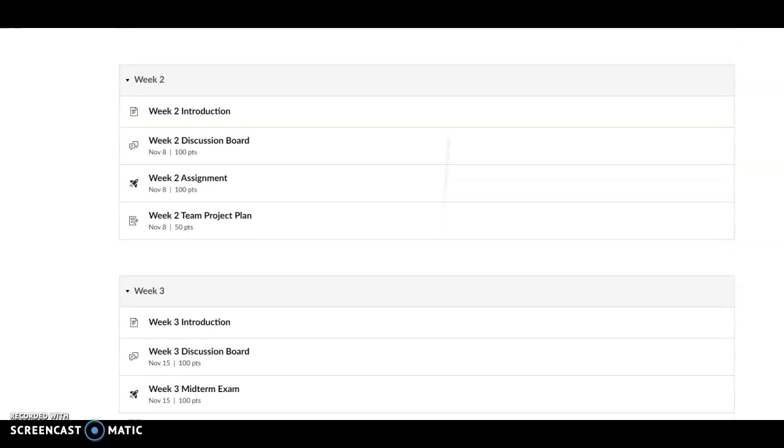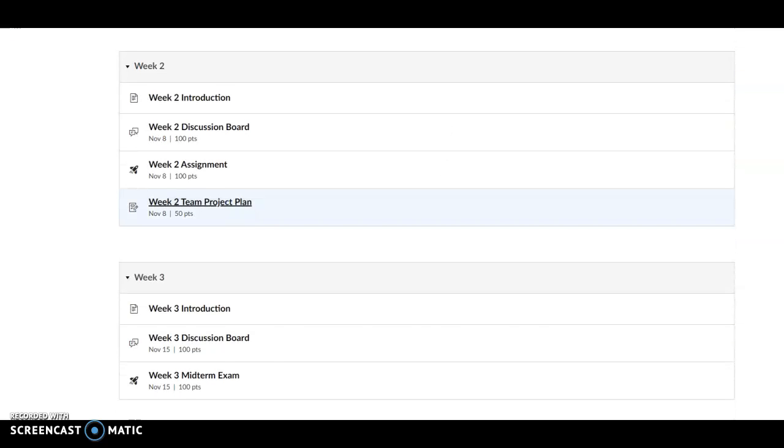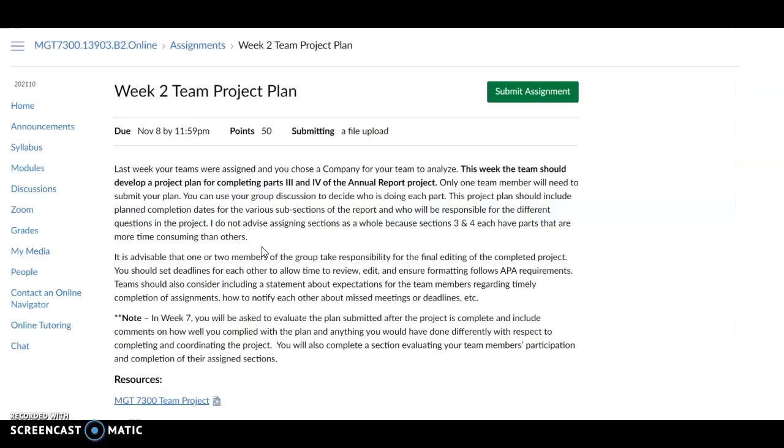Then, the final assignment is the week 2 team project. So in week 1, your teams were assigned and you chose a company for your team to analyze. This week, you're going to develop a plan for completing parts 3 and 4 of the project. Only 1 team member is required to submit your plan, but also should participate in creating it. You should use your group discussion to decide who is doing which part.